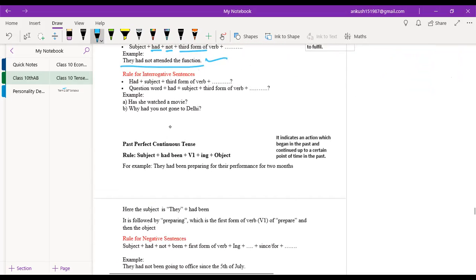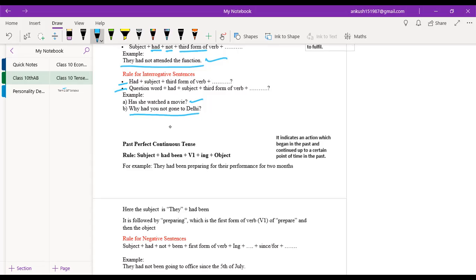Same thing there. You have to put the helping verb before, then the question word before the helping verb, and the sentence would become the question or interrogative sentence. Has she watched the movie? This is just a yes or no question. Yes, she had watched, or she watched. Such kind of answer you can give there.